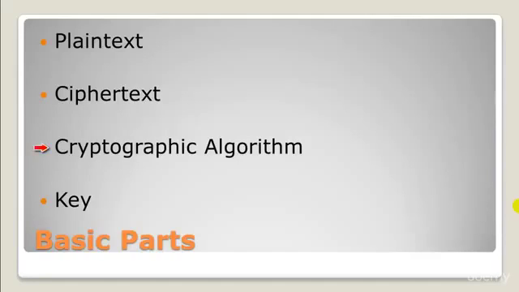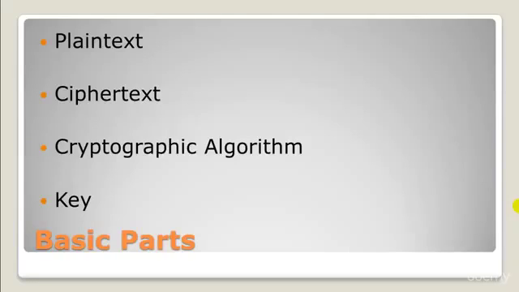After that, we have the cryptographic algorithm, a mathematical formula which is used to scramble the plaintext to yield the ciphertext. Converting plaintext to ciphertext using the cryptographic algorithm is called encryption, and converting the ciphertext back to plaintext using the same cryptographic algorithm is called decryption.